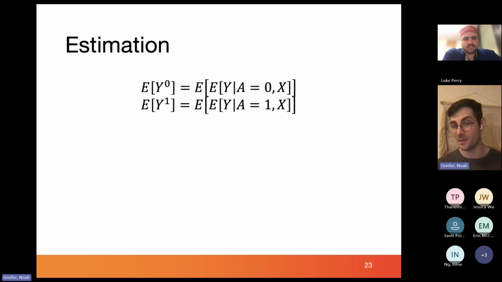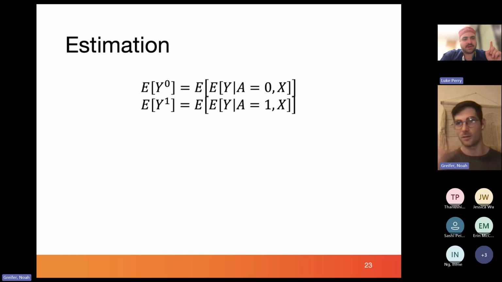Okay, we're going to talk now about estimation. This won't be that long. I know this is the fun part and probably the part that Luke is most excited for you to learn about, but I really wanted you to understand the fundamentals of causal inference before we got to the more estimation-y parts.